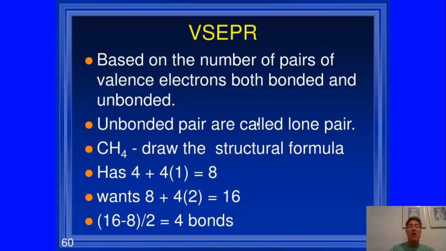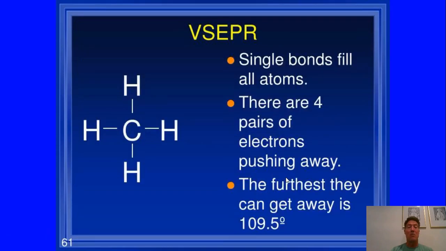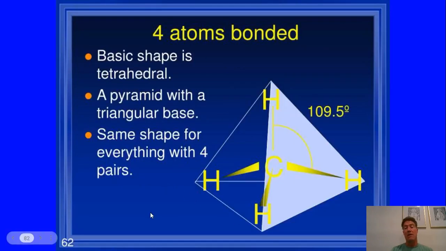So based on the number of pairs of valence electrons, both bonded and unbonded, we can figure out what the expected geometry is. So we draw the structural formula. In this case, it's going to be four bonds. It's going to form a tetrahedron. And the furthest away they can get from each other is 109.5 degrees. That's the bond angle of a tetrahedron, which we know from geometry looks like this. So it's a pyramid with a triangular base.